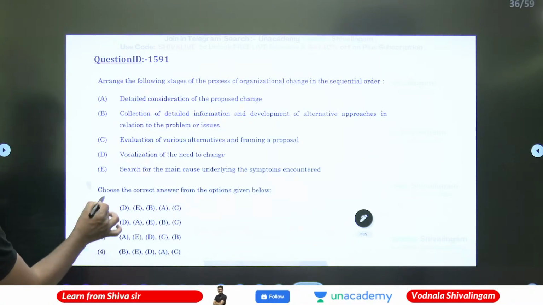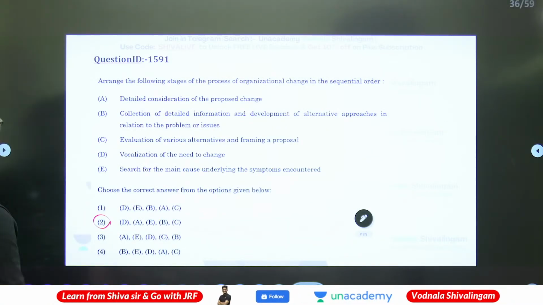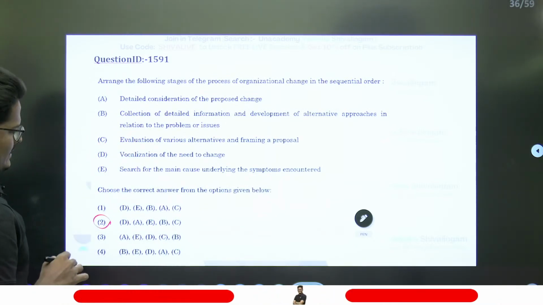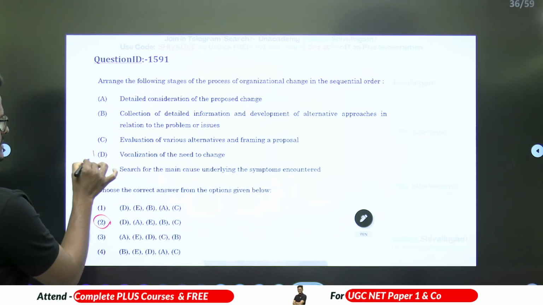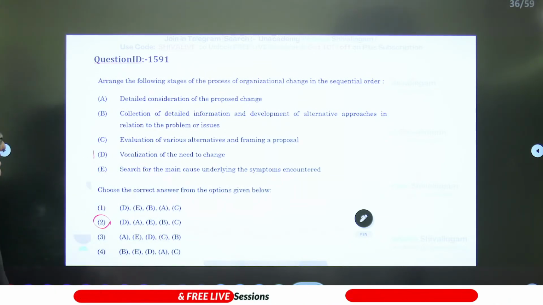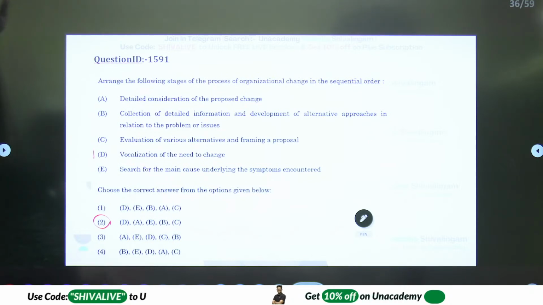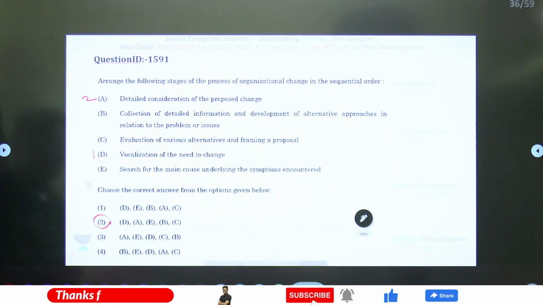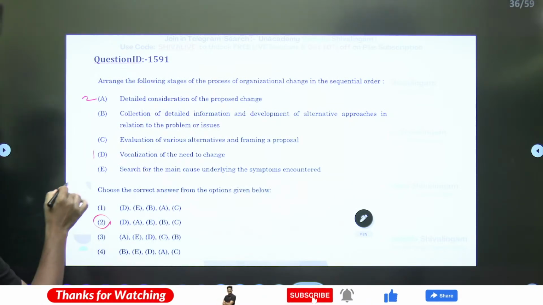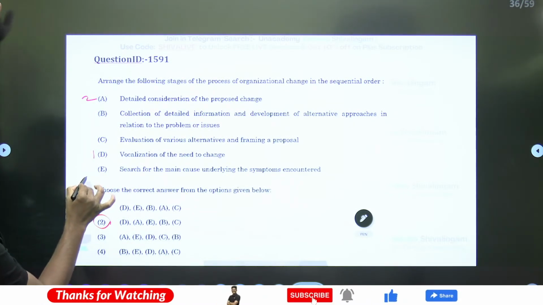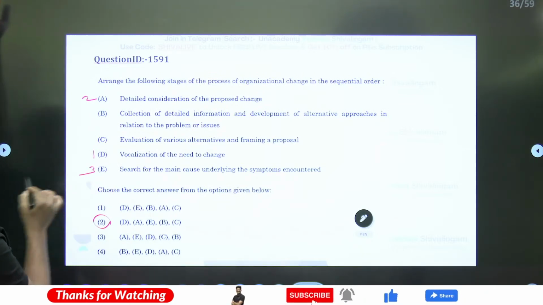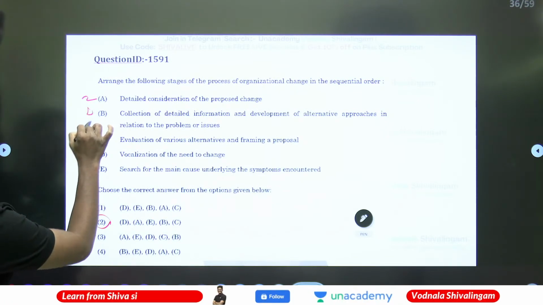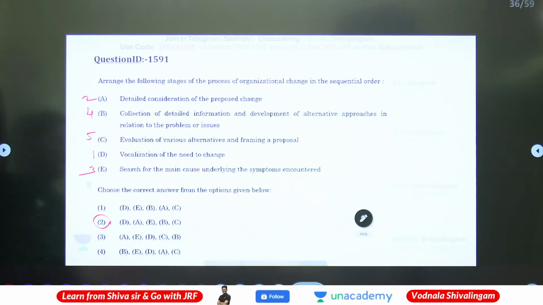Option B is the given answer. First, they are asking about the stages of organizational change in sequential order: vocalization of the need to change, and second, detailed consideration of the proposed change. After that, search for the main cause underlying the symptom encountered, then collection of detailed information, and fifth, evaluation of various alternatives.